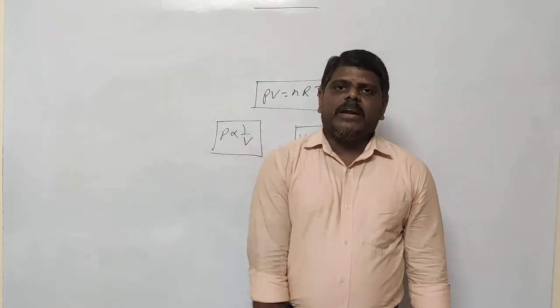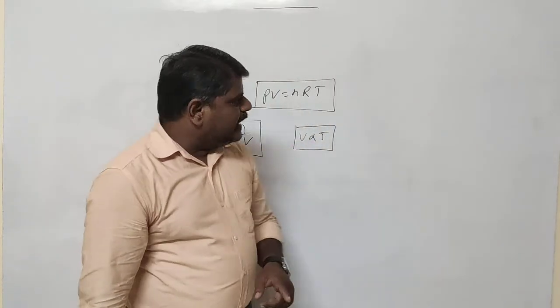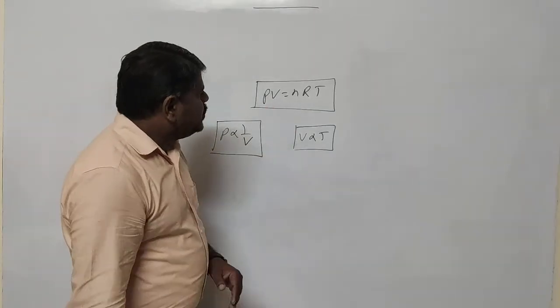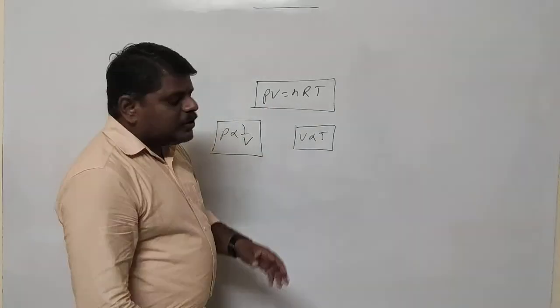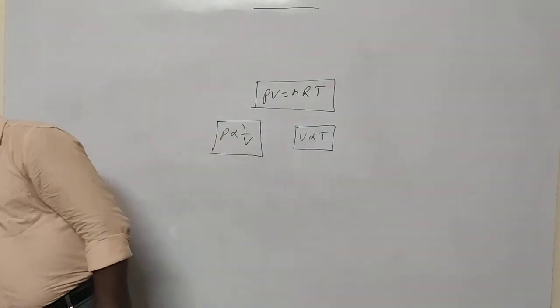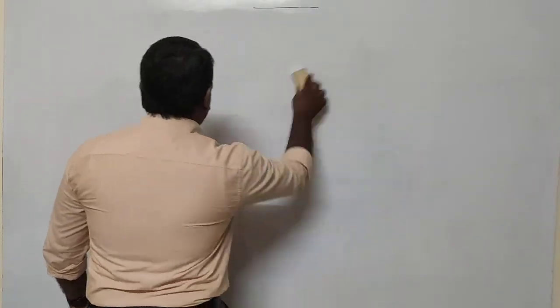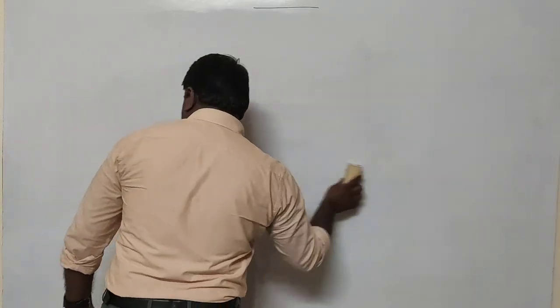So then that will be called an ideal gas. And that ideal gas equation is PV = nRT. And now we are going to prove this equation. To prove this equation, I told you that there is a block diagram. If you can understand that block diagram, then it will become very simple to derive the equation itself.